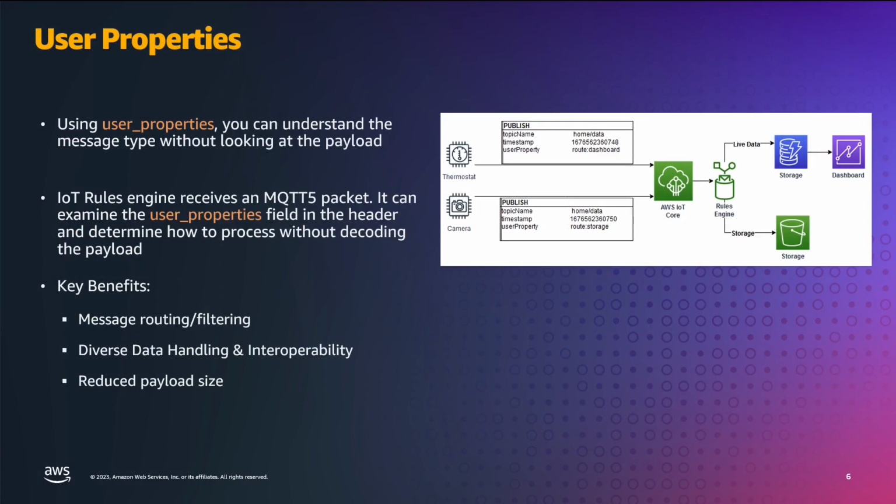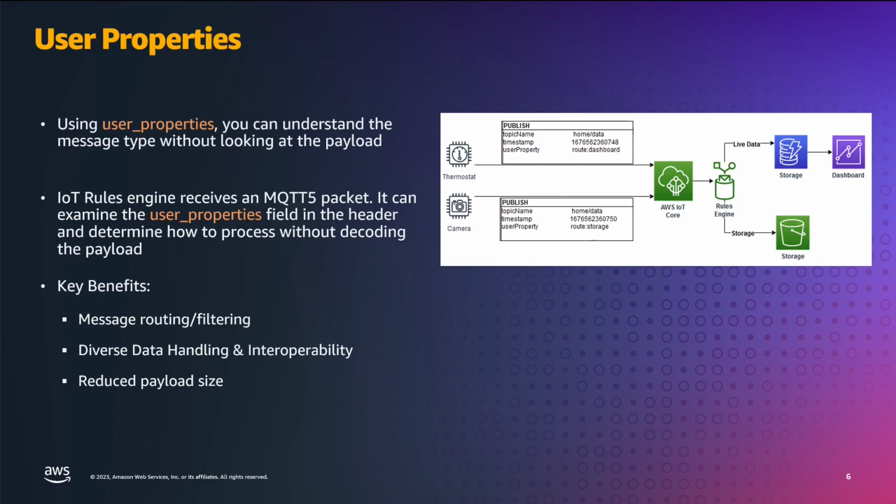The next feature is the user properties. In MQTT3, you had to decode the payload to determine how to process the specific message. But using this new header field for user properties in MQTT5, you can understand the message type and pre-decode it without looking at the payload.